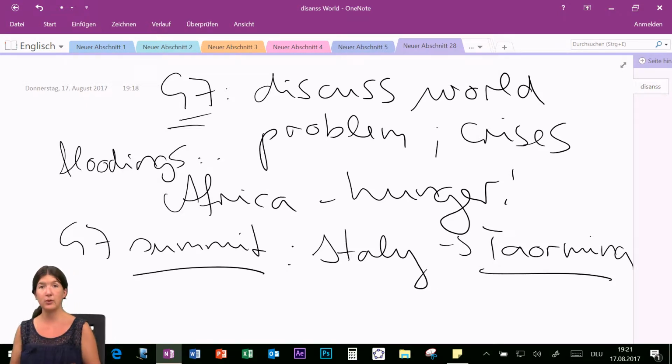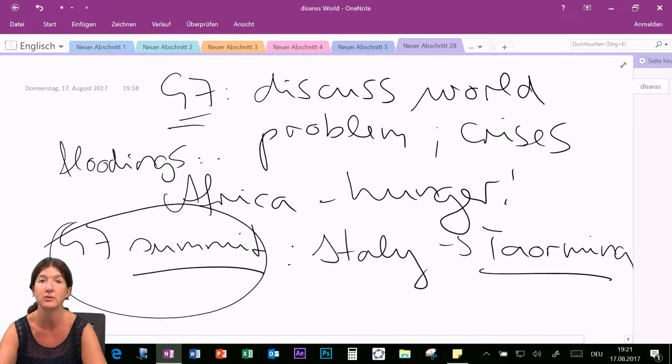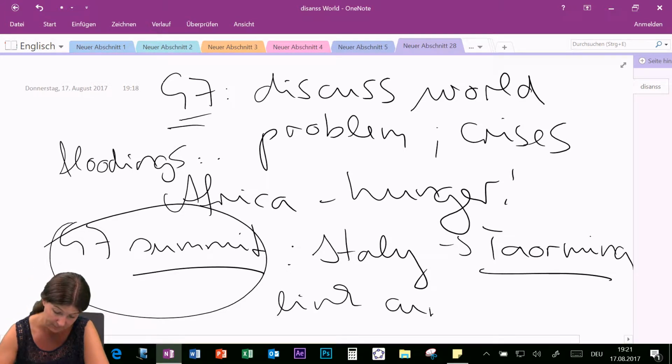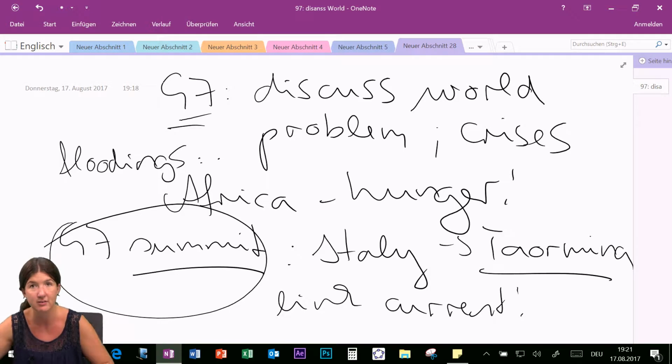You actually may want to look up the G7 summit of this year before your exam. It gives you a link that makes the topic a bit more current, which is always good in your exams, like being up to date and showing in your exams that you are up to date is a good thing, really.